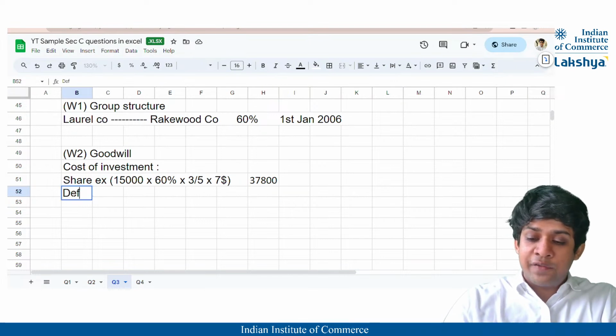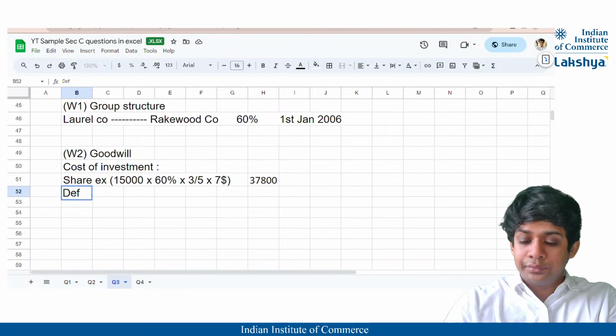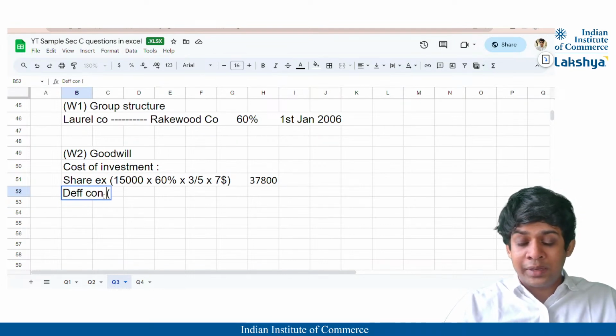Now we'll understand deferred consideration. I'll just write the short form, def con. You don't do that in the examination, please.